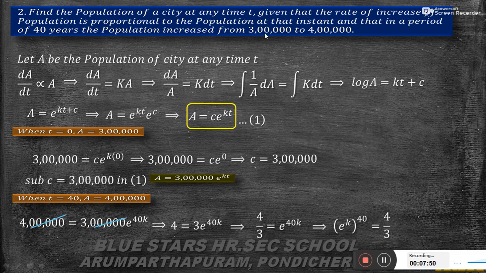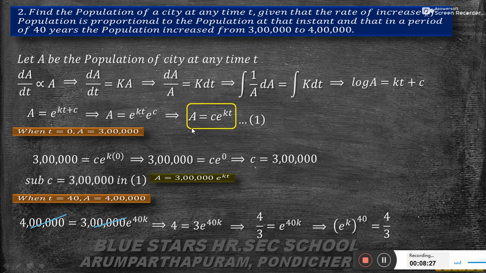Now read the question. They ask for the population of a city, given that the rate of increase is proportional to the population at that instant, and that in a period of 40 years, that means t equals 40 years, the population increases from 3 lakh to 4 lakh. Now I take the initial time, t equals 0 years, and A equals 3 lakh. That means there is a 3 lakh population in the city.